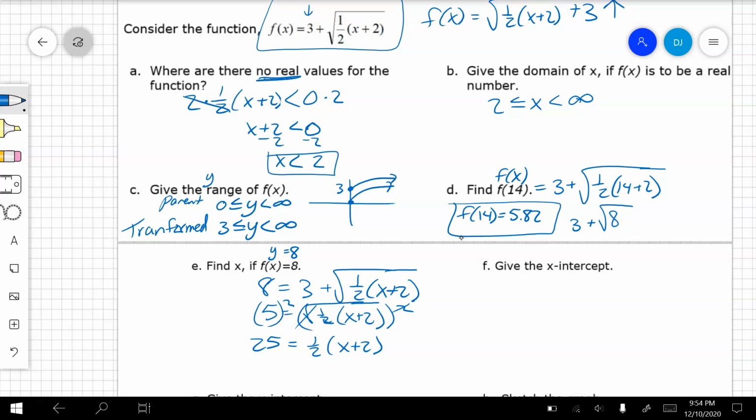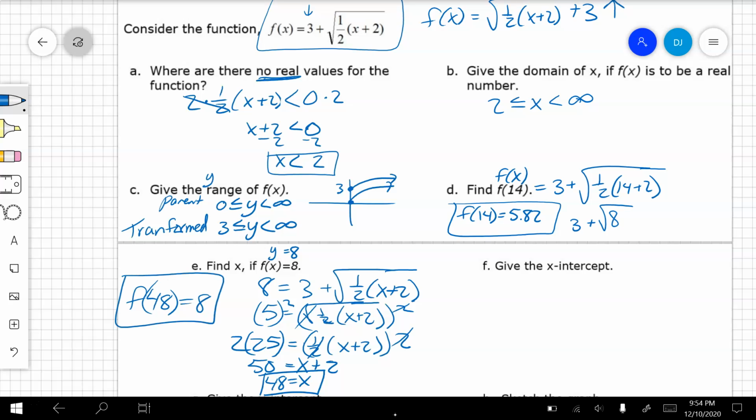In order to get rid of this fraction, I'm going to multiply this side by 2. That simplifies this out. Okay, 2 times 25 is going to give us 50 equals x plus 2. We're going to subtract 2. That's just going to give you 48 equals x. So we now know that if we were to rewrite this as f of 48 equals 8, our x value is 48.